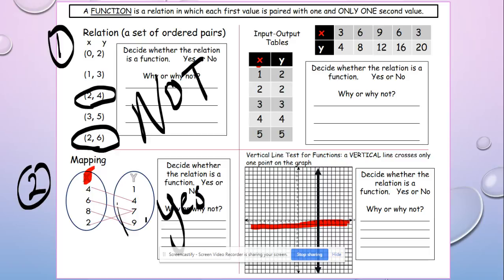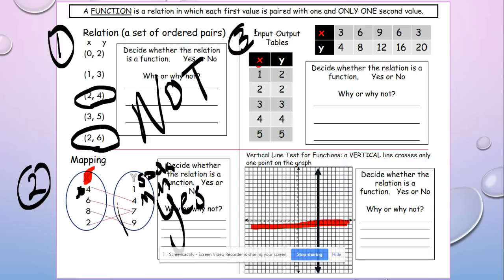Notice it's okay for an output to be connected to more than one input, but the input can connect to only one output. Think of it like a vending machine. On a vending machine, if you were to press B4, you might get M&Ms. But you can't press B4 and get M&Ms and then press B4 again and get a soda. Okay, that would not be a function.